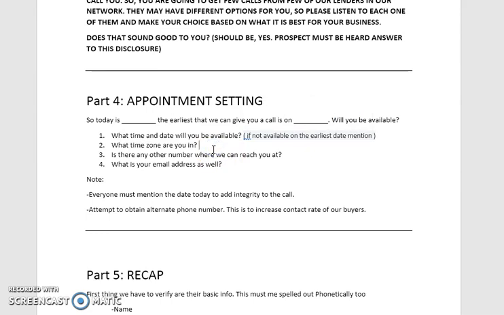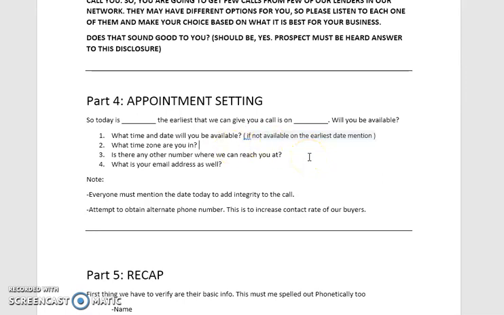We ask, what time zone are you in? Because sometimes we just assume by getting their area code and their phone number, and then we assume which time zone they're in. No, we proactively ask that on the call, and then we attempt to get another phone number. Is there any other number we can reach you at?